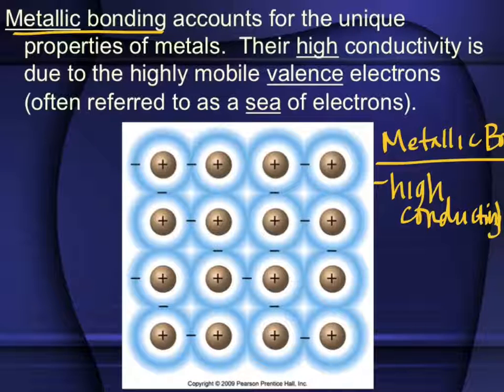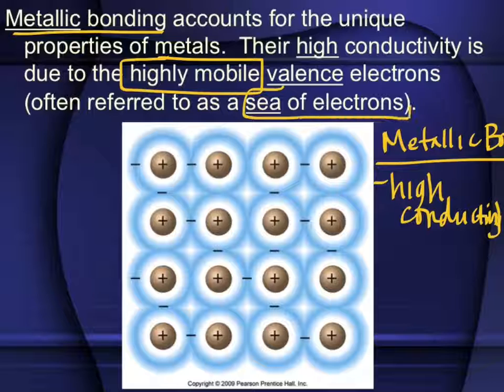Now, why do they have high conductivity? Because they have what we call highly mobile valence electrons. If something's mobile, it moves. And where are valence electrons? Outer shell. So these electrons in the outer shell are moving from one atom to another. And we refer to this as a sea of electrons, or the electron sea.